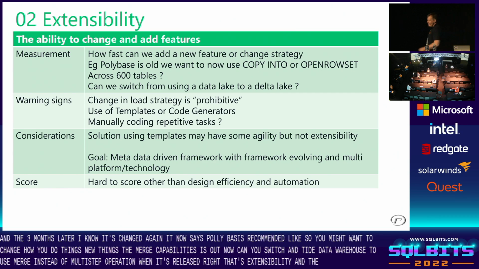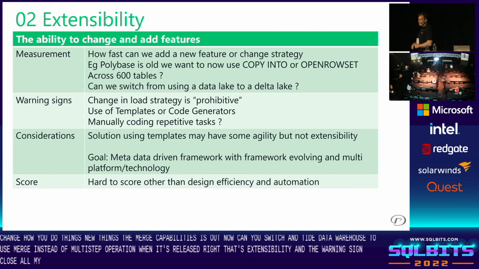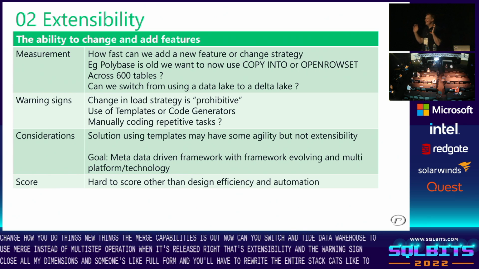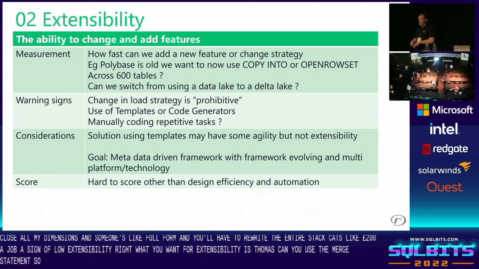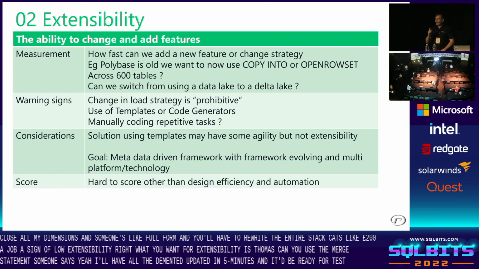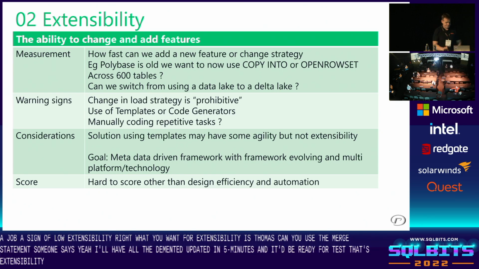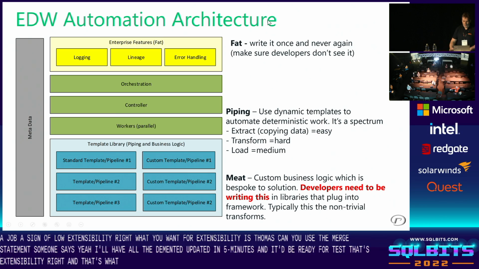And the warning sign here is when you mention a change, like, I want to use merge across all my dimensions, and someone's like, oh man, we're going to have to rewrite the entire stack. That's like a 200-man-day job. That's a sign of low extensibility, right? What you want for extensibility is when someone says, can you use the merge statement? Someone says, yep, I'll have all the dimensions updated in 5 minutes, and it'll be ready for test. That's extensibility, right? And that's what we're aiming for.